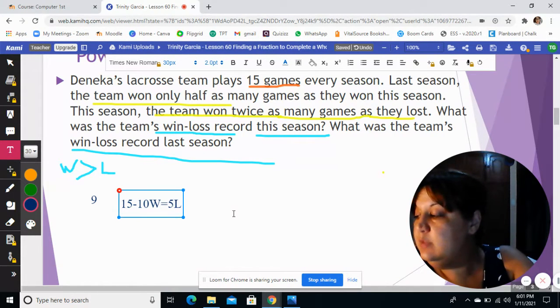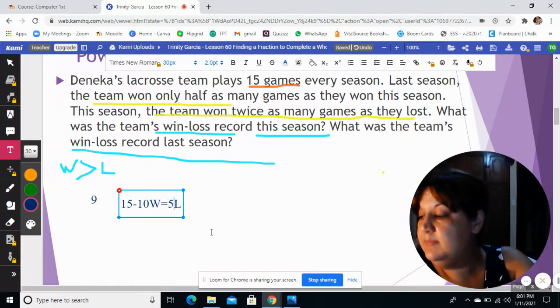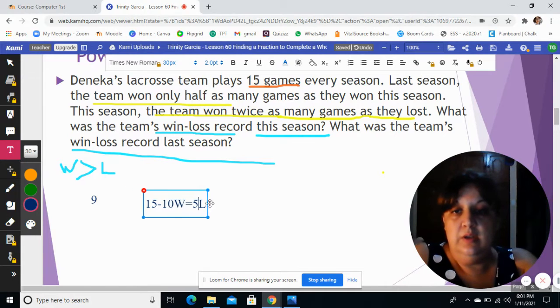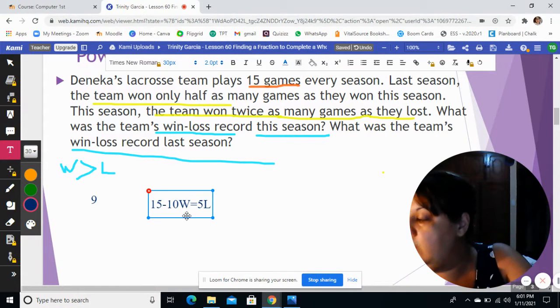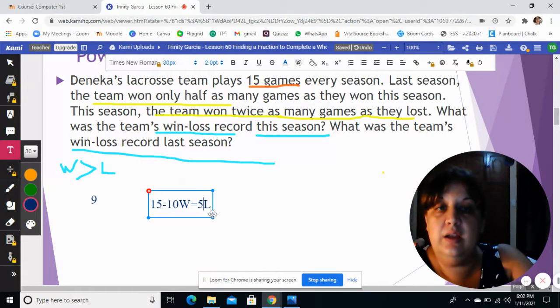Yay! This would mean that the team lost 5 games and they won 10 games. All right. So, we know that they lost 5, they won 10. Now, what was their win-loss record last season? We also have to find out.